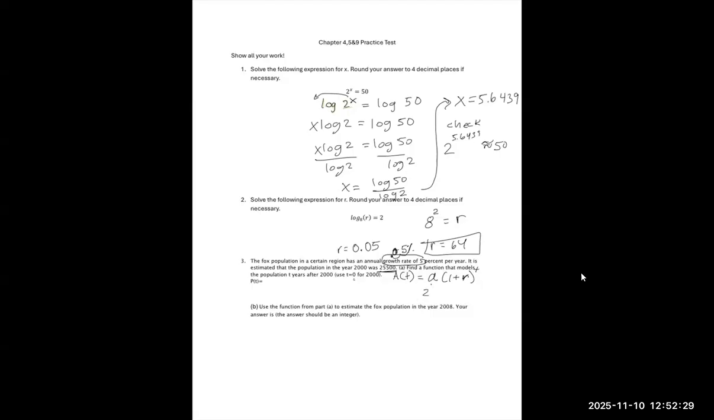Substituting in for A, the 25,500, and substituting in for R, 0.05, and the t just stays the same. I can simplify here by adding the 1 plus the 0.05. And so my final answer here is this. There we go.